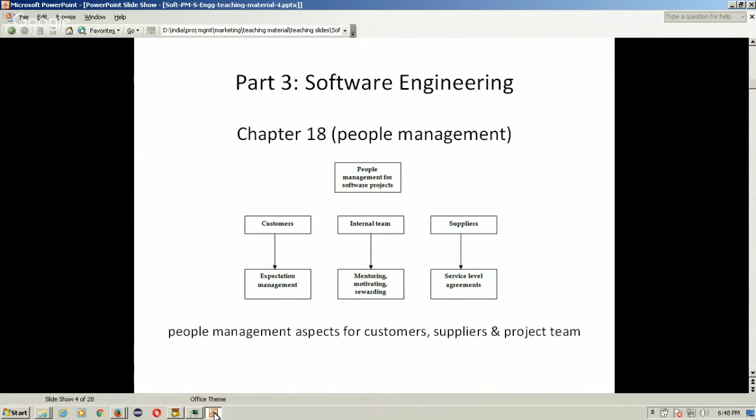So here is the aspect about people management. Customers have high expectations, so you need to manage the expectations of the customer. Then the internal team: you need to mentor them, you need to motivate them, and you need to reward them for good work. And with suppliers, you need to have a good service level agreement so that the suppliers can work with your team effectively.